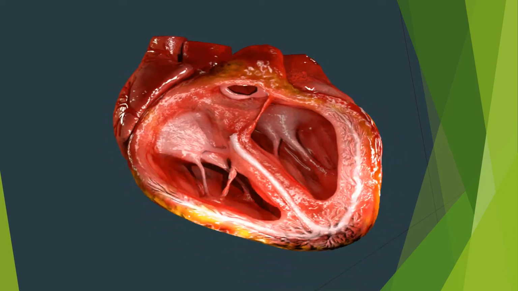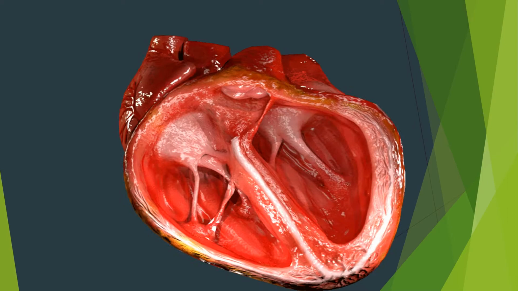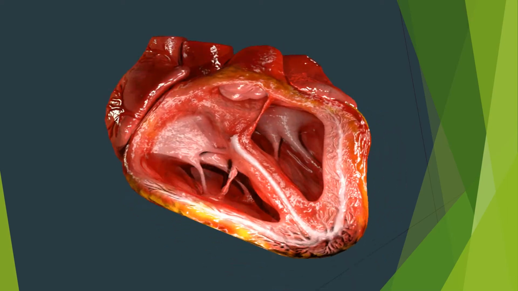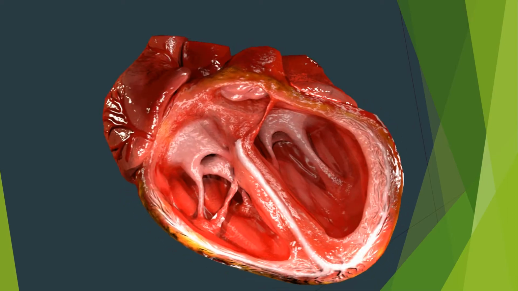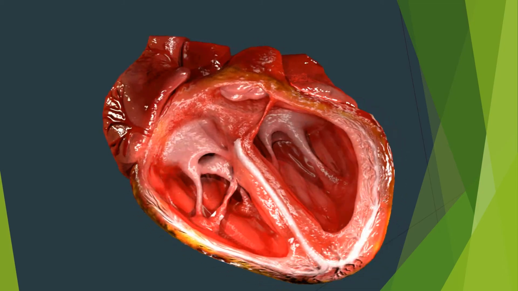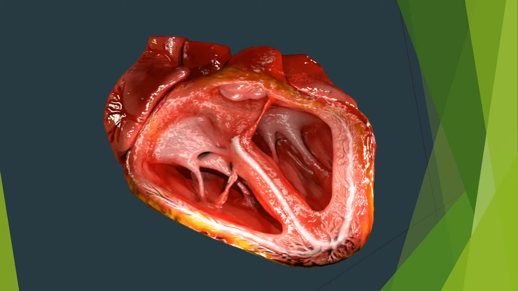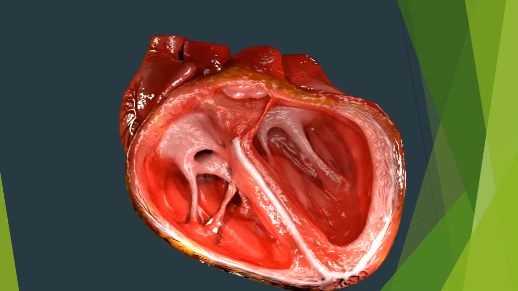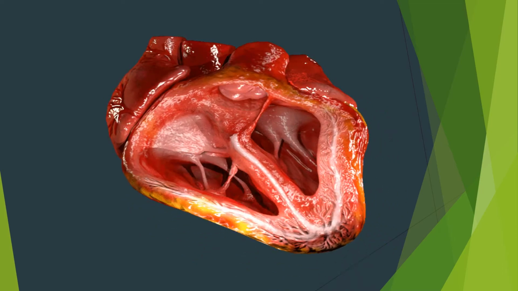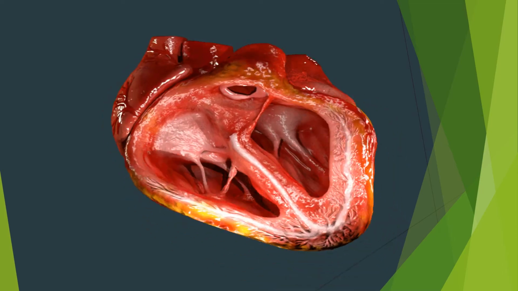The heart consists of 4 chambers: right atrium, right ventricle, left atrium, and left ventricle. The heart at the same time is divided into 2 sides, the right side and the left side, and these sides are separated by a wall or septum.